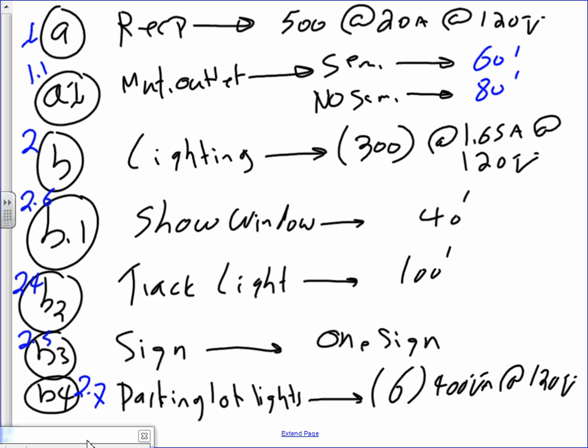Can you just read my scratches here? Non-SIM is non-simultaneously used, and there are 80 feet of them. So there are two types in that building. The first type is simultaneously used, 60 feet. The non-simultaneously used is 80. Who cares? The code treats them differently. When we size, that's why we split them, because the code treats them differently.